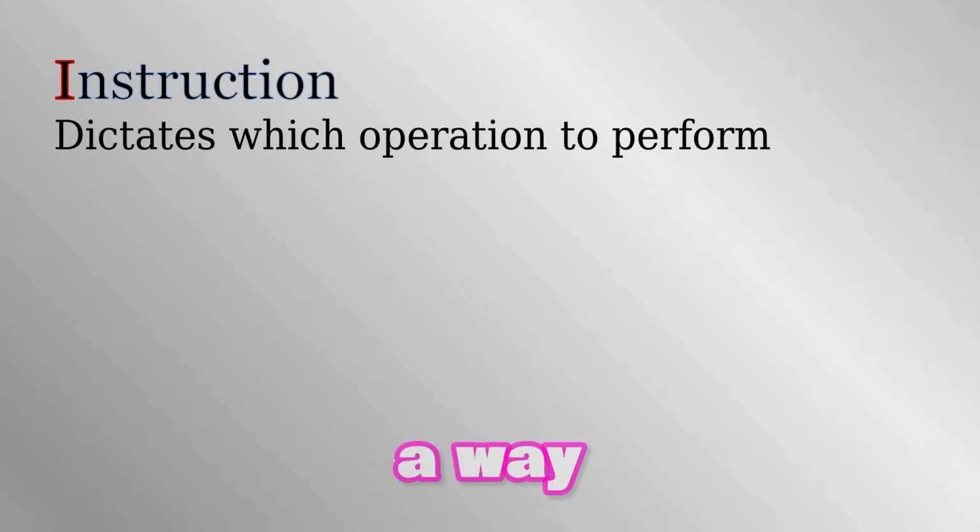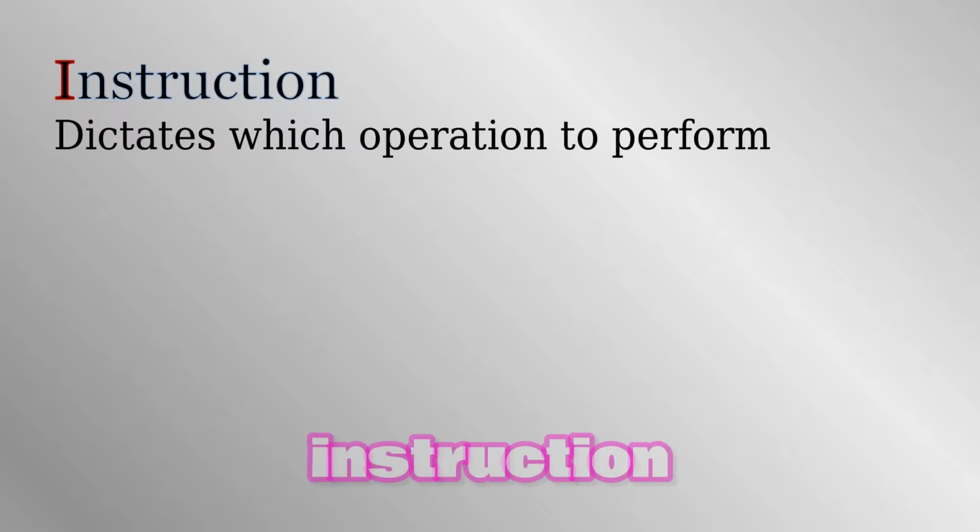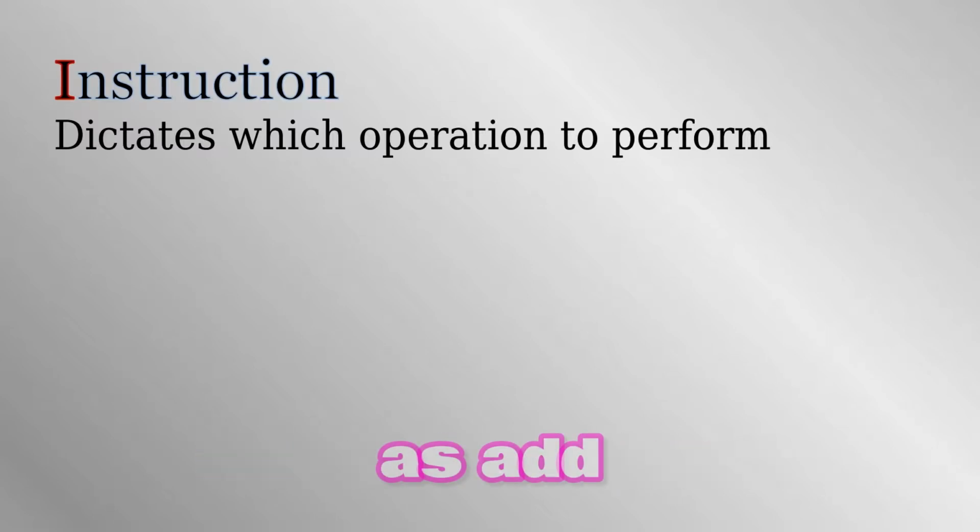We have a way of implementing binary operations and storing the results, but the computer needs a way to determine which operation to use and when. This is called an instruction. There are instructions such as add two numbers and copy this number.